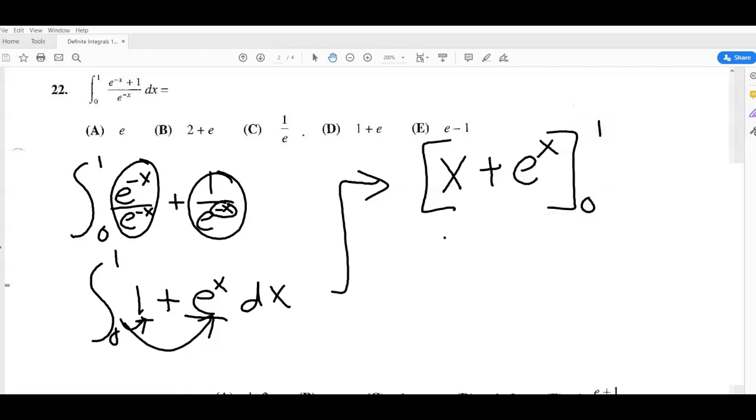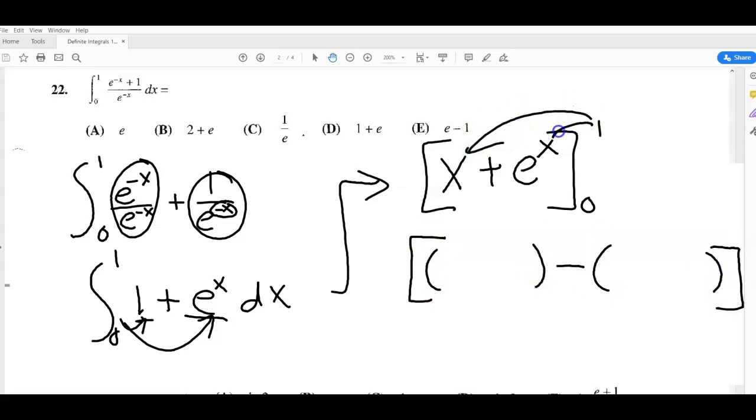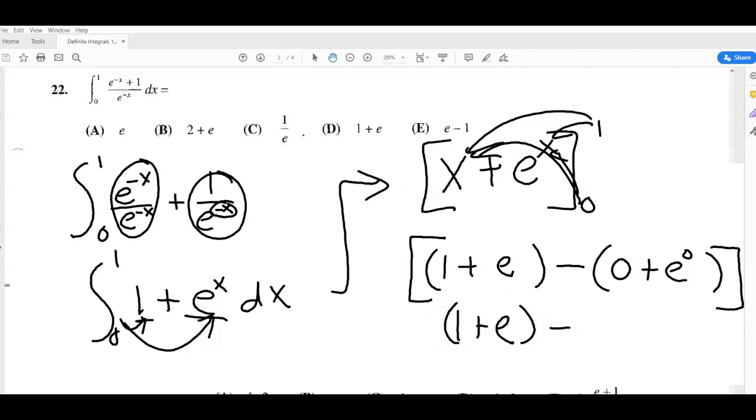So now we're going to go ahead and plug in 1. So if I plug in 1, you got to put it in both spots there. And then we're going to plug in 0, both spots. All right, so I have 1 plus e here, right? Minus, this is 1. 0 is just 0, and e to the 0 is 1. So we have 1 take away 1, and I'm left with e as my final answer there.